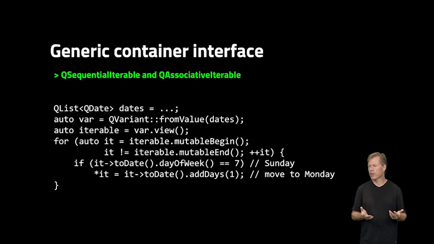So here's one example. For a sequential container, we have a QList of dates and we store that in a variant. Now, using the view function, you can actually get an iterable out of that that allows you to iterate over that container and actually also modify it. And it'll modify the container stored inside that variant. So here's an example where you say, we have a list of dates, and if that date falls onto a Sunday, I want to move it one day further to the Monday because I don't want to do anything on Sundays. Something you can easily do now in Qt 6, and that was not possible in Qt 5 before.